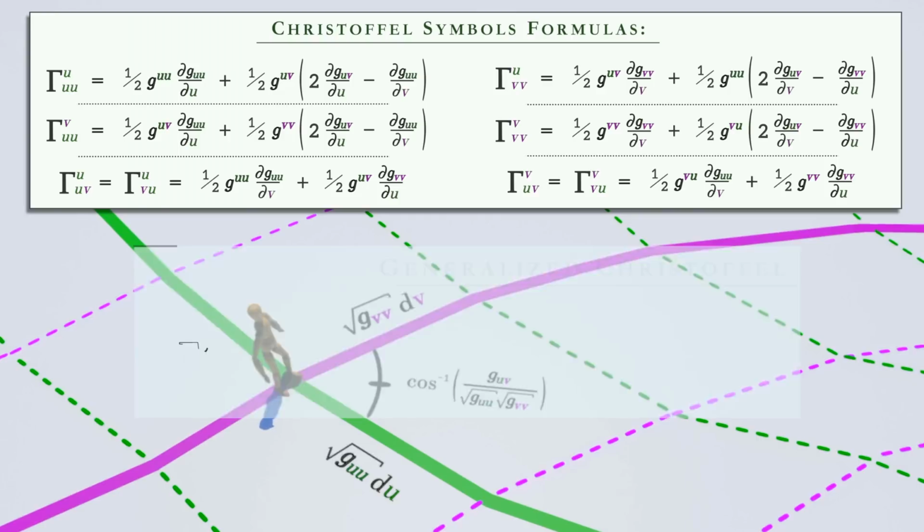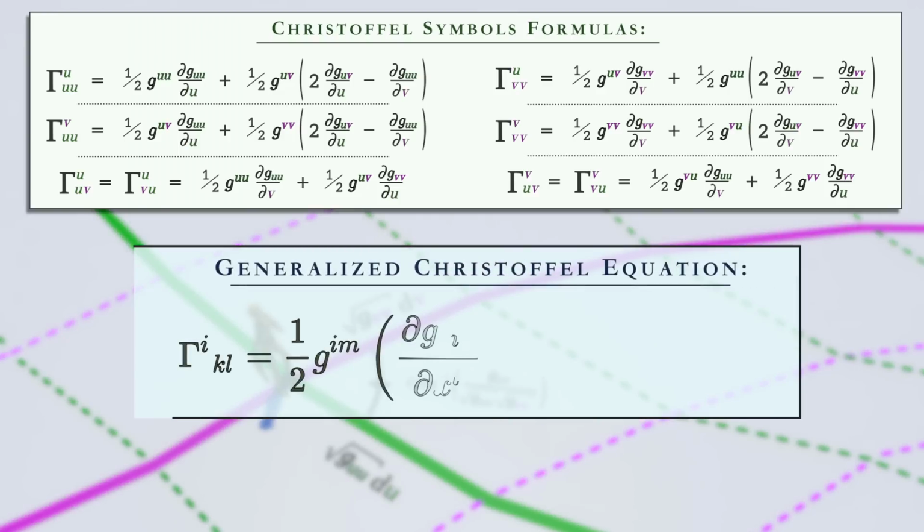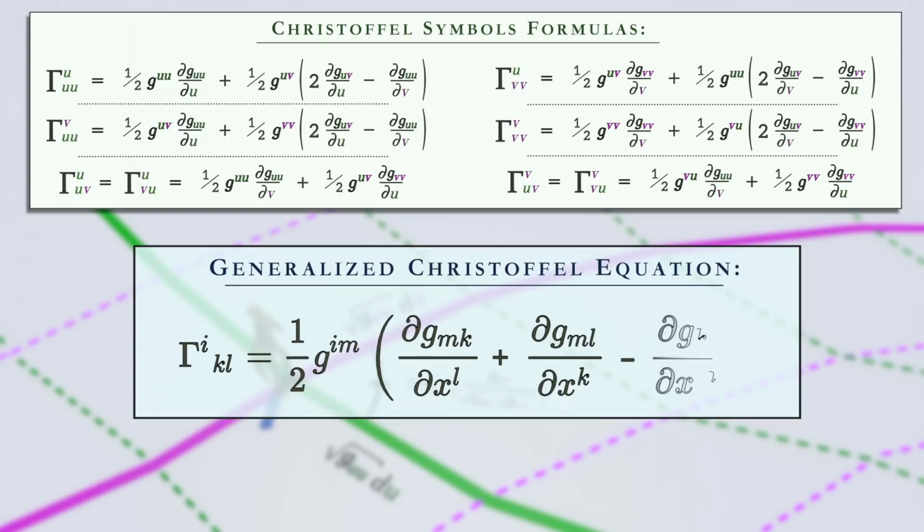Now, these 8 equations can be more succinctly summed up with this single equation, which features permuting indices and generalizes to any number of dimensions. Here the i, k, and l each stand in for specific parametric variables, while the m, which appears in both the lower and upper indices, indicates a summation over all the parametric variables.